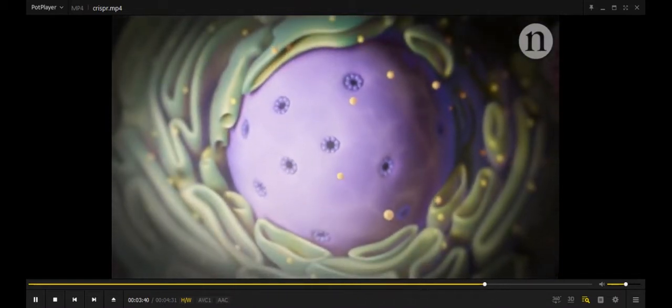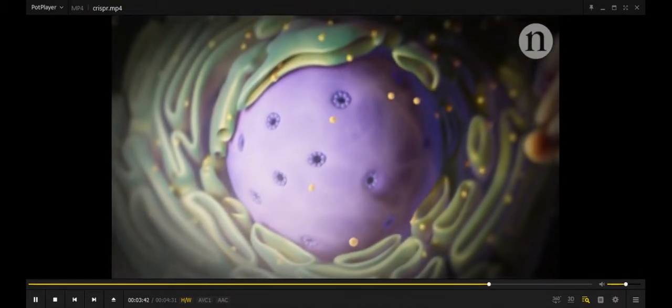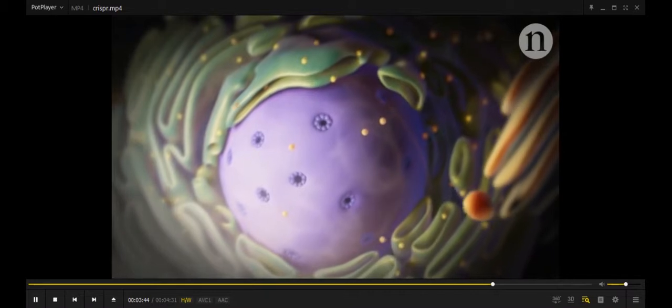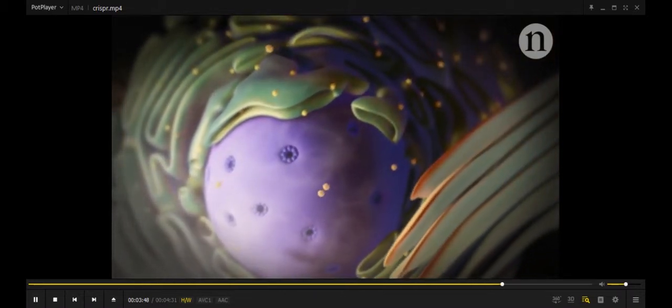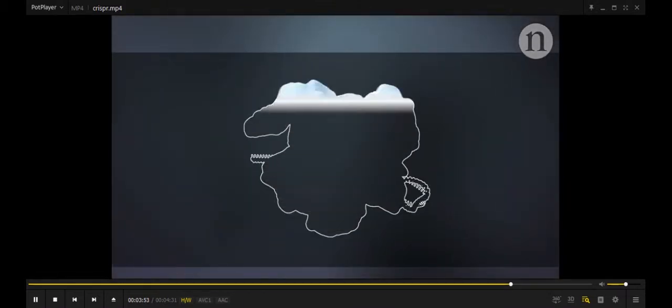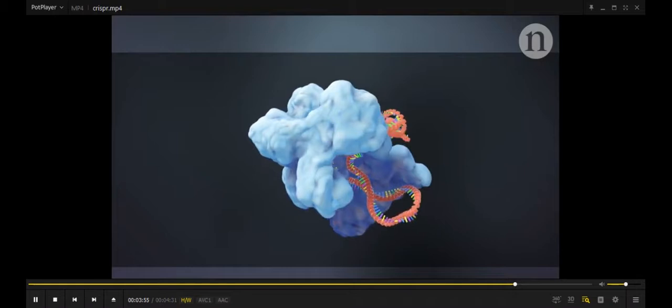CRISPR has already changed the face of research, but these new ideas show that what's been achieved so far could just be the tip of the iceberg when it comes to CRISPR's potential. Whatever comes next, it seems the CRISPR revolution is far from over.